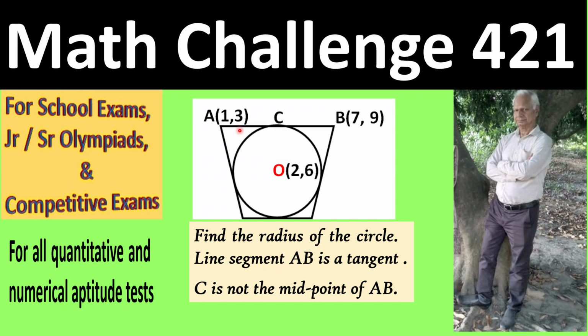So A 1, 3, B 7, 9, AC and BC are tangents, C the point of contact, that is not the midpoint of AB, and the center of the circle O 2, 6. We have to find the radius. Math Challenge 421.